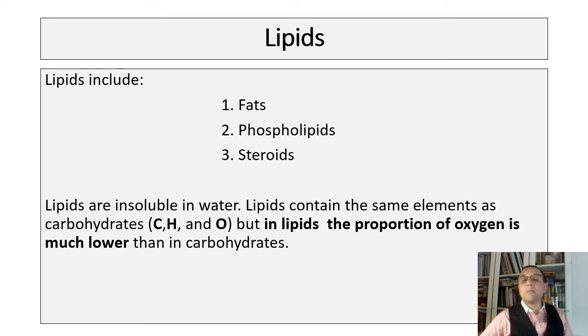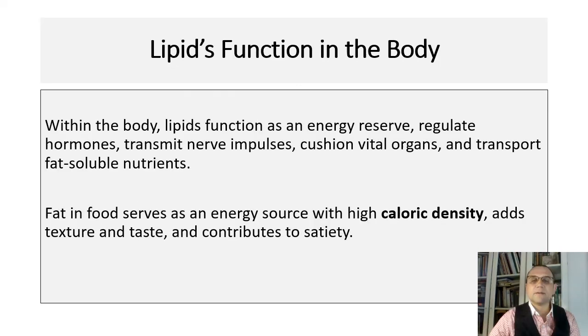Lipids are a large class of compounds that are insoluble in water. Lipids include fats, phospholipids, and steroids. They contain the same elements as carbohydrates, that means carbon, hydrogen, and oxygen. But in lipids, the proportion of oxygen is much lower than in carbohydrates. Within the body, lipids function as an energy reserve. They regulate hormones, they transmit nerve impulses, they cushion vital organs and transport fat-soluble nutrients. Fat in food serves as an energy source with high caloric density, adds texture and taste, and contributes to satiety.